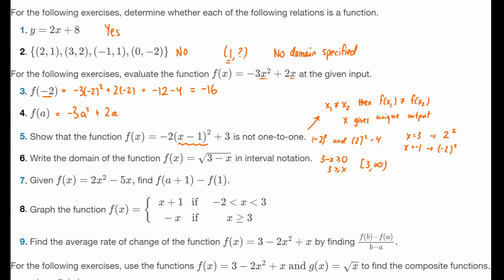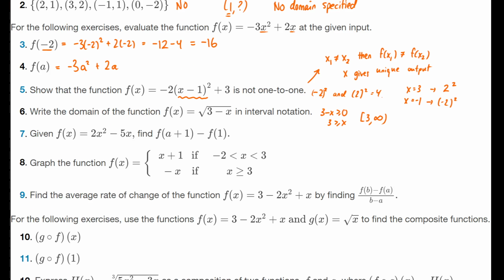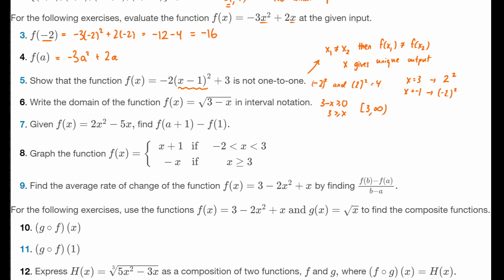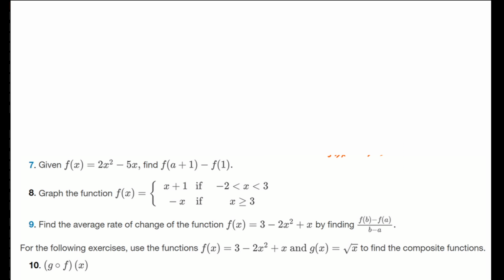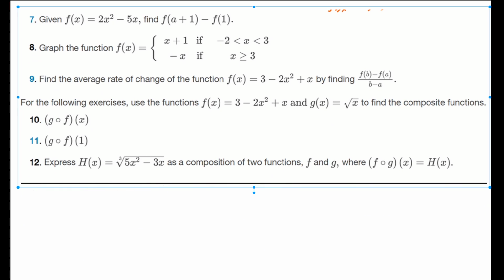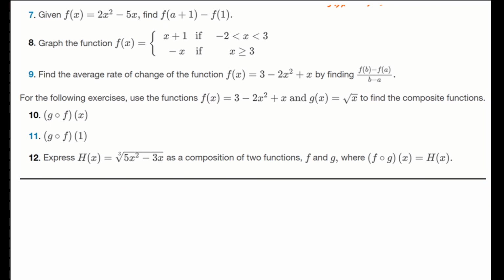Given f of x equals 2x squared minus 5x, find f of a plus 1 minus f of 1. And then we're going to have a graphing problem. So what I'm going to do in this case is take everything remaining on this page and shift it over to a new page. We can get rid of that, our little lines there. So we'll also move this down. Well, we'll keep it there.